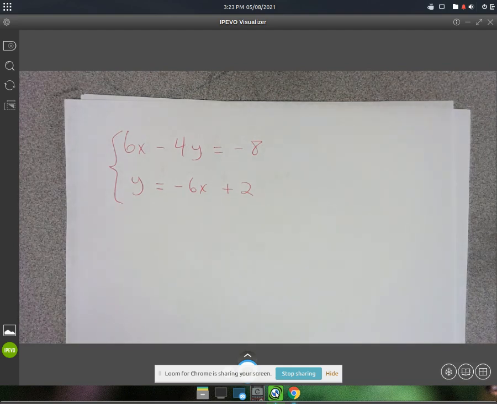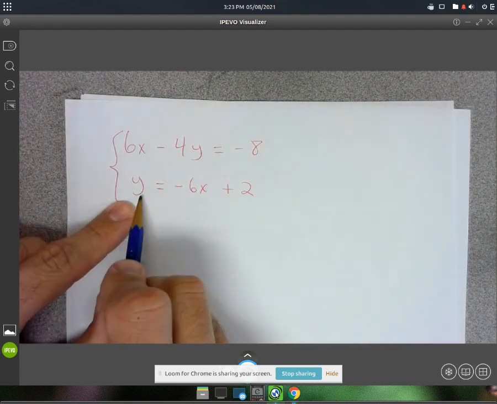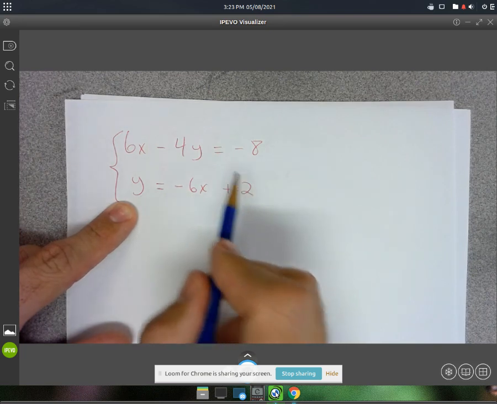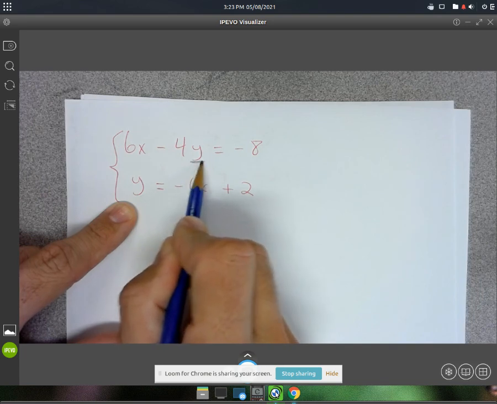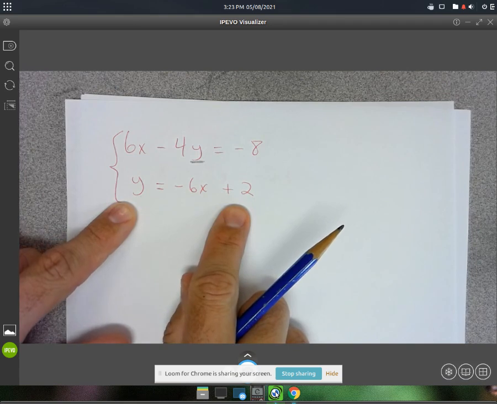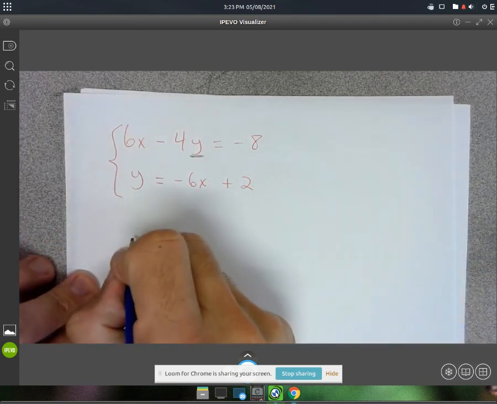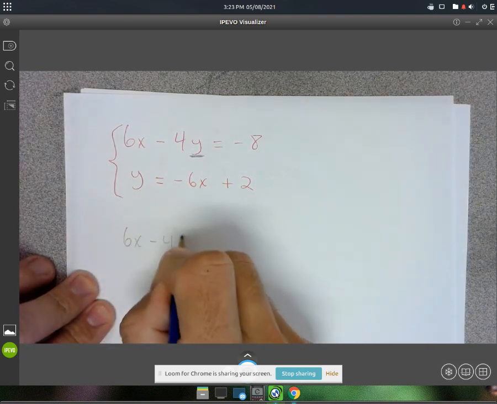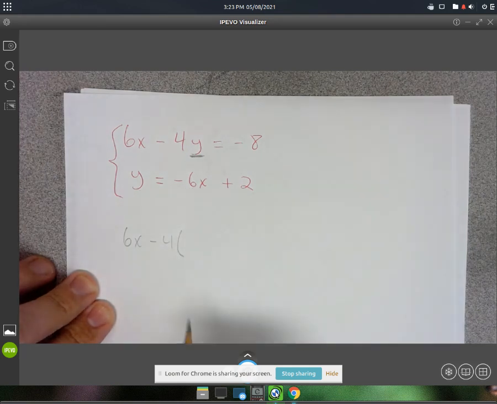All right. What we're going to do for the substitution method, see how we have y equal to negative 6x plus 2 here? Well, what we're going to do is go to that top equation, the other equation, and replace the y with a negative 6x plus 2. This is going to allow us to solve for x. So I'll say 6x minus 4, and then instead of a y, I'm going to put the negative 6x plus 2 here.